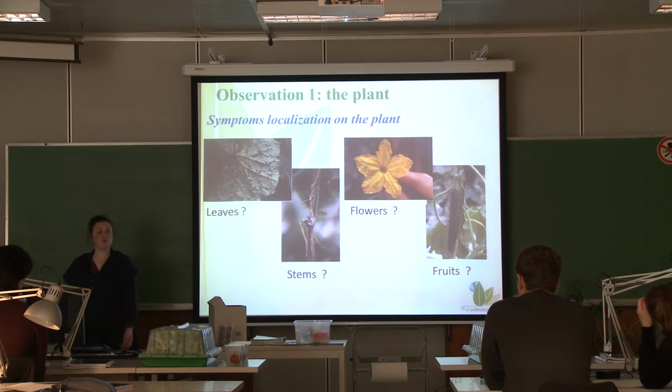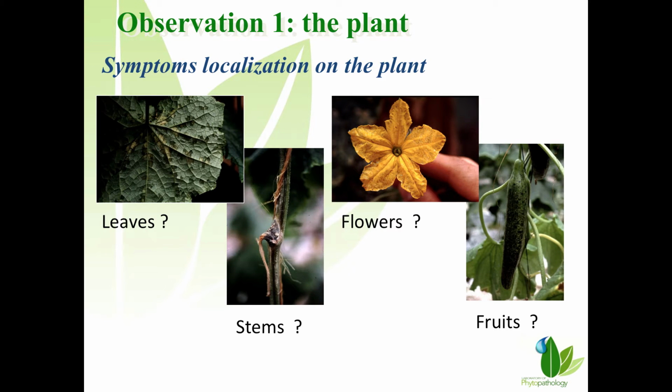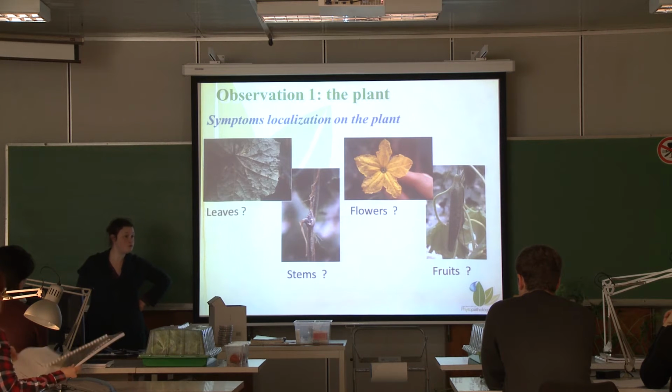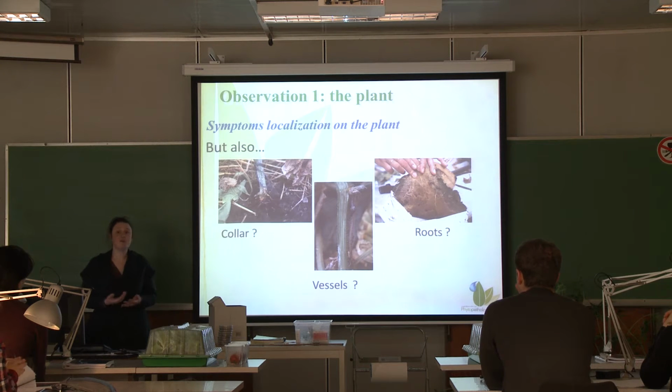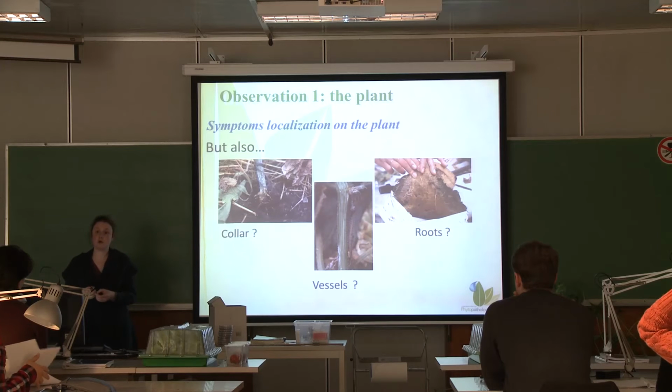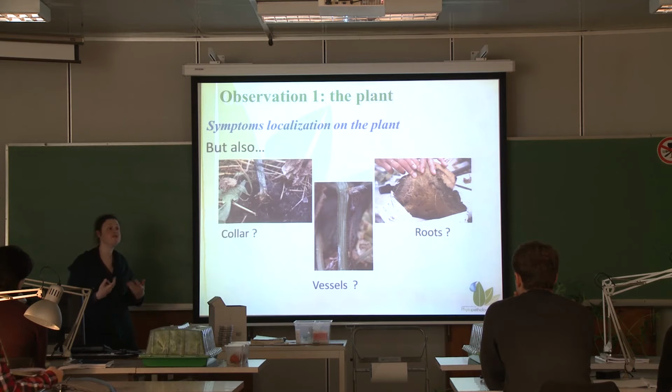So the first thing to do when you have a diseased plant is to observe the plant with your bare eyes and see where the symptoms are localized on the plant. Are they on the leaves or on the stems of the plant, or maybe on the flowers or on the fruits? But they can also be on parts of the plant that are not directly visible, that are hidden, like, for example, the collar or the roots or the vessels. So sometimes you have to dig into the soil to see the roots or cut into the stem to see the vessels. So sometimes it's a little bit more complicated.